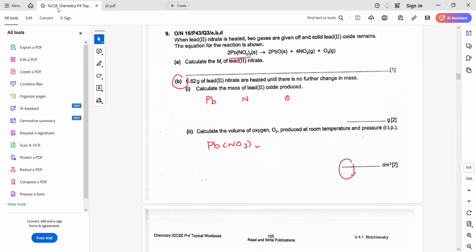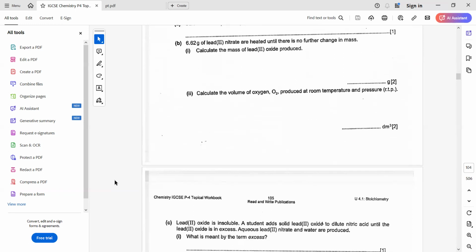Coming back here. So lead is 207. Nitrogen is 14. Oxygen is 16. I think this would be a bit difficult for you guys. Let's just skip this question. Don't worry. We'll do this later on.